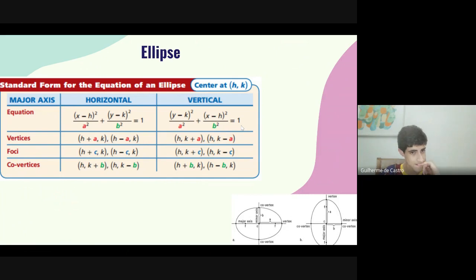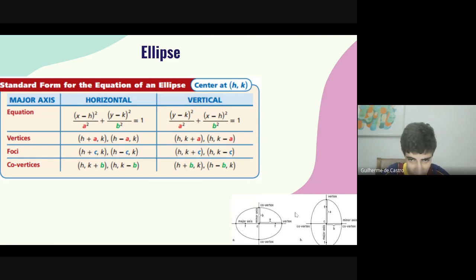And then for your foci, you have to associate your foci with your c, which you find by using a squared and b squared. You just have to do algebra to say a squared minus b squared equals c squared and solve for c. If you have a horizontal ellipse, remember your foci and your vertices lie on the same axis. So you're going to have h plus c and h minus c. With your vertical, the opposite. You do k plus c, k minus c. And your co-vertices are on a different axis in comparison to your vertices and your foci. This time for horizontal, you're going to use b, and always associate b with your co-vertices. So you're going to have k plus b, k minus b for horizontal, and then you have h plus b and h minus b for your vertical, right?